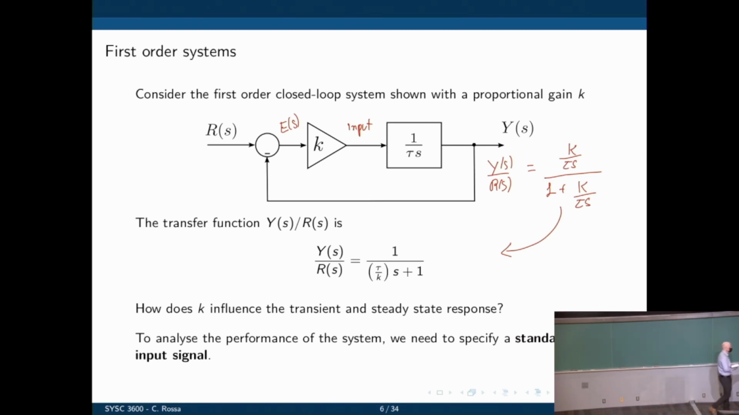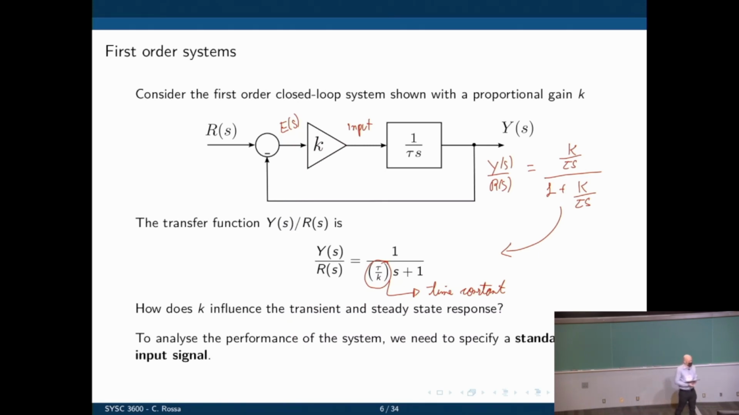Now you notice here that K made it to tau over K, now the coefficient of s. And this value here is what we call the time constant of the system. Now the parameter that we just added to the system as the control signal, K, now influences the time constant, influences how fast this system responds. And this makes perfect sense.